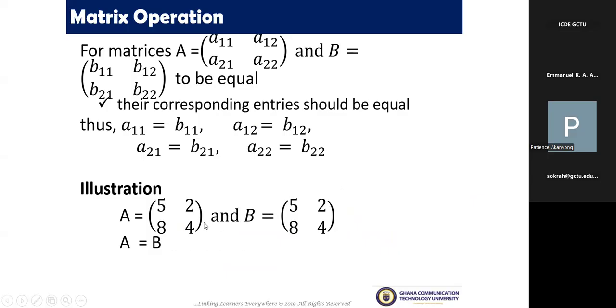You see that you have 5 in row 1, column 1. Come here, the same 5 in row 1, column 1. You have 2 in row 1, column 2. Come here, the same 2 in row 1, column 2. You have 8 in row 2, column 1. Come here, the same 8 in row 2, column 1. Here you have 4 in row 2, column 2. Come here, the same 4 in row 2, column 2.